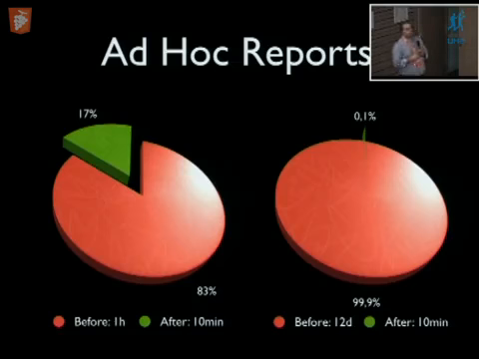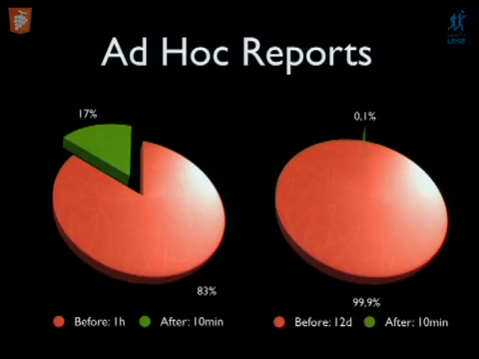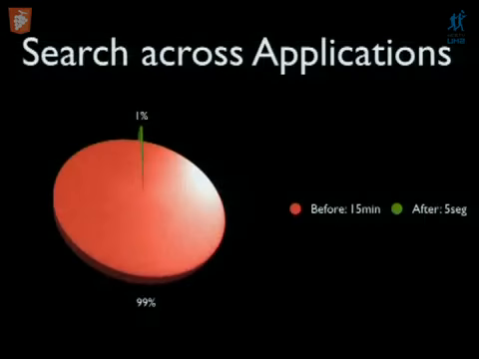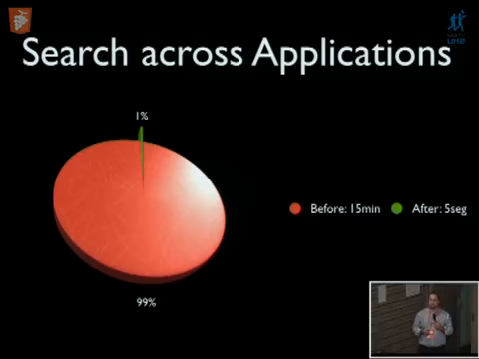Ad hoc requests, like I told you, the minimum was 1 hour and the maximum was 12 days. Here again there is 83% gain, almost 100% of time saved, because you only need the time to create the report and share the link. Search across applications: before they took a maximum of 15 minutes, now it's 5 seconds. Just fill in the form and press submit. That's it.